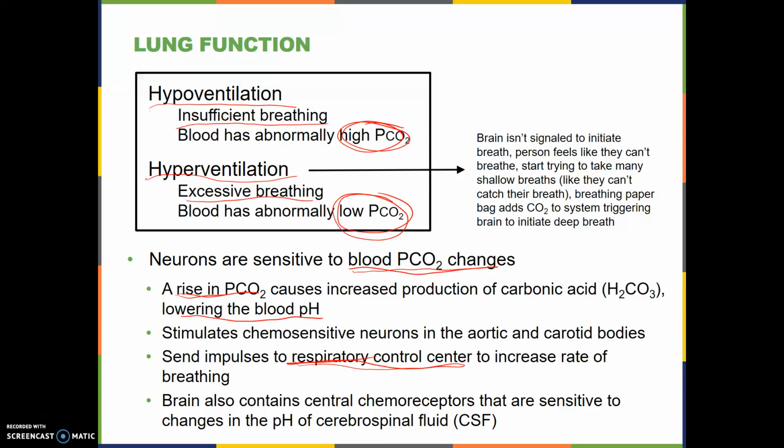So no matter if you tried to hold your breath forever, your carbon dioxide will eventually rise and your brain will cause you to breathe. Or if you pass out holding your breath, your brain will eventually tell your lungs to breathe again. The brain also contains chemoreceptors that are sensitive to pH changes in the CSF, cerebrospinal fluid. So when that pH is low, the brain will cause you to breathe faster.